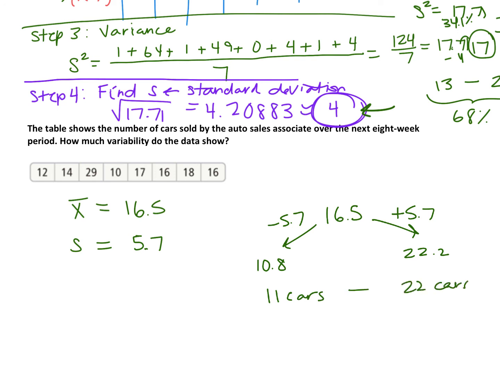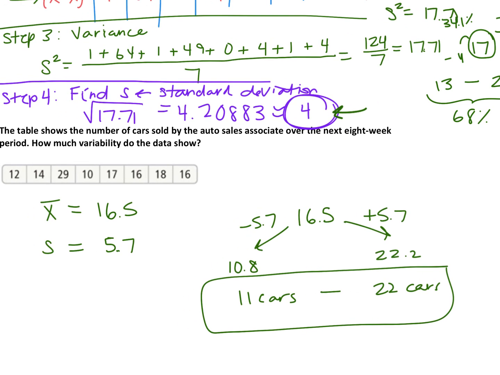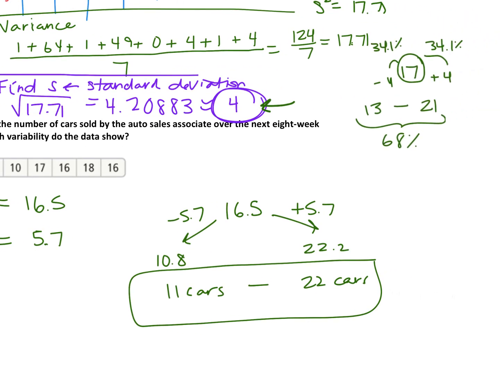So the sales associate can expect to sell between 11 and 22 cars, which is a wider range than the last example that had a smaller standard deviation. The last example was between 13 and 21 cars. This is between 11 and 22 cars. So a greater variance in the data with a larger standard deviation.